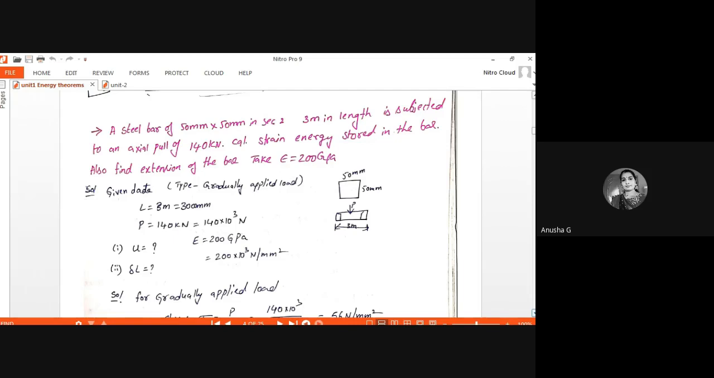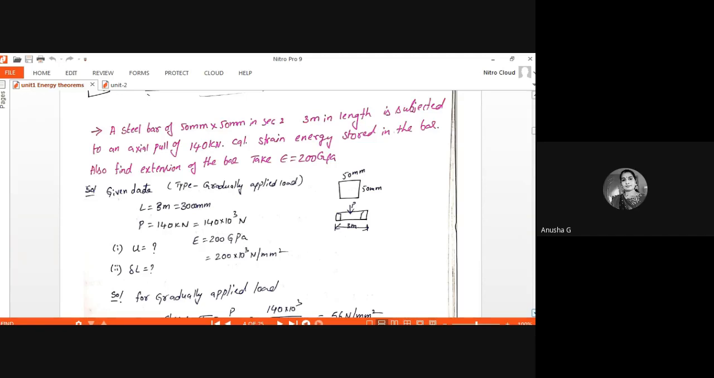Now we have to write the given data. L equals to 3 meters, that you have to convert into mm, 3000 mm. 1 meter equals to 1000 mm. Next one is the force, axial load, that is axial pull of 140 kilonewton. P equals to 140 kilonewton, which also has to be converted into newton, 140 into 10 cube newton. Next, E is the modulus of elasticity, or modulus of rigidity, whatever it may be. E equals to 200 gigapascals.